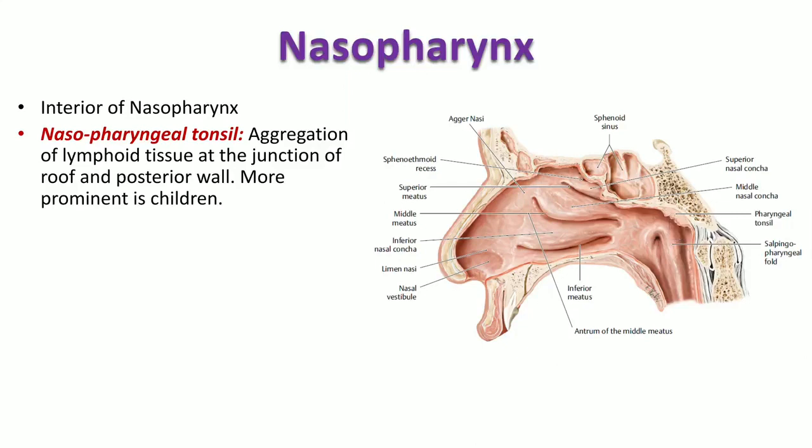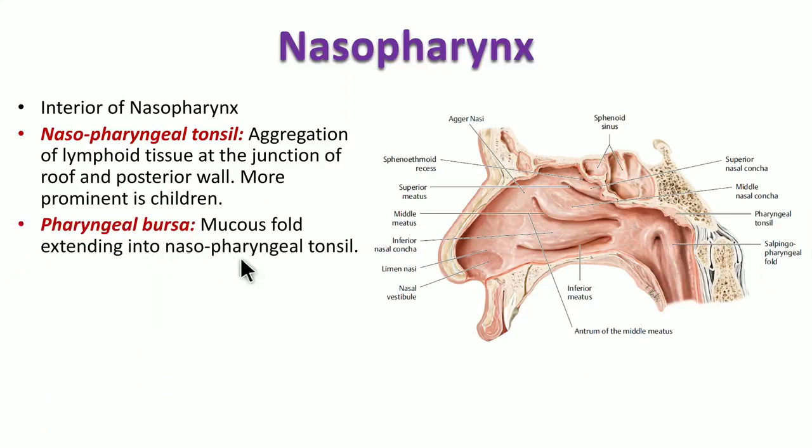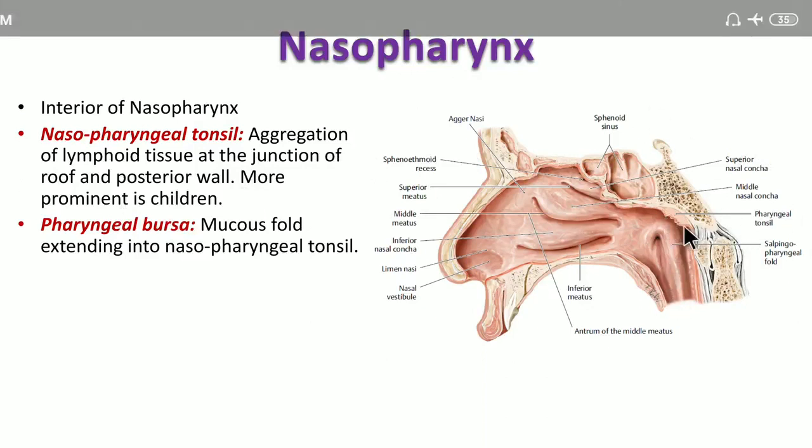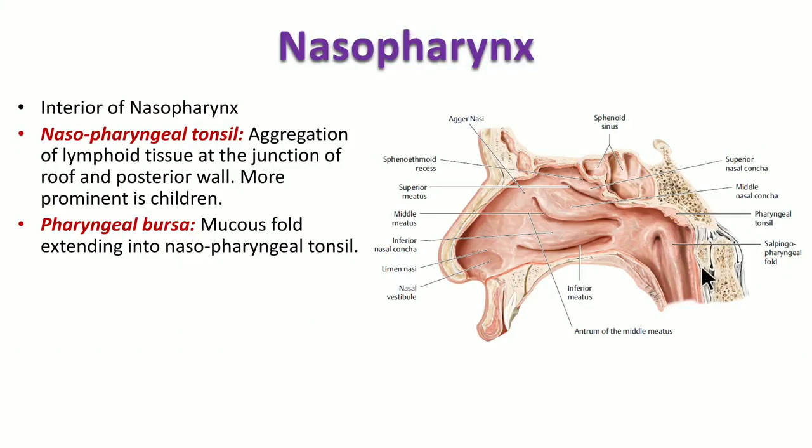So that is the nasopharyngeal tonsil. Next is the pharyngeal bursa, or pouch of Luschka. As I told you, it is lined by the mucous membrane. Sometimes this mucous membrane might extend into this lymphoid tissue, forming a mucous outpocketing, which is called the pharyngeal bursa. It is at this place developmentally where your notochord was previously attached. So that place represents this mucous outpocketing.